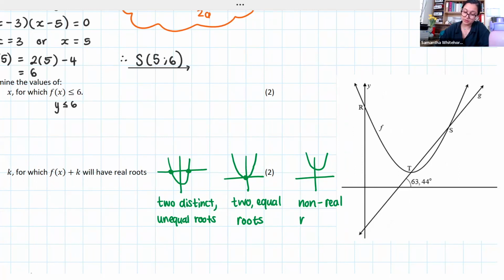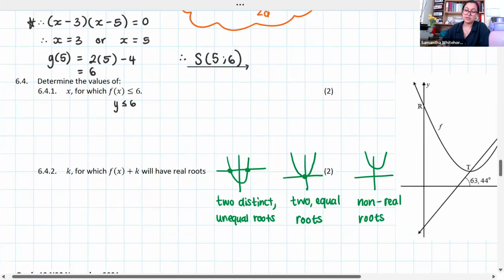Non-real roots. You can just ignore the graph there. I put it there in case we needed it again. So those are sort of the three situations that you need to deal with when it comes to roots.